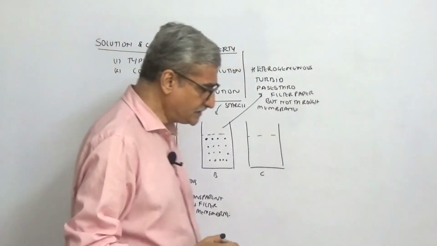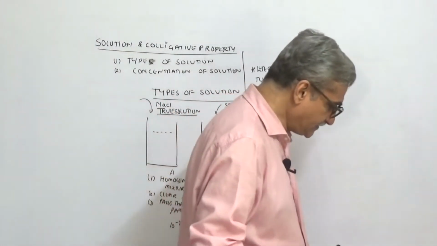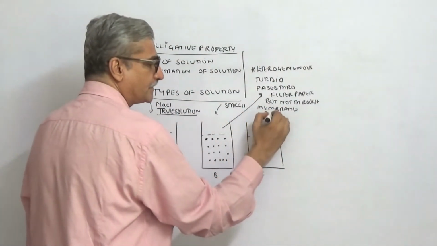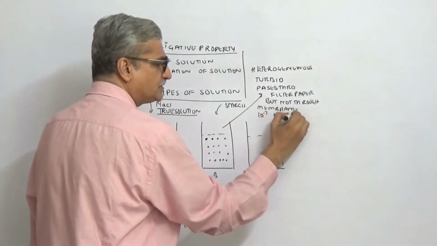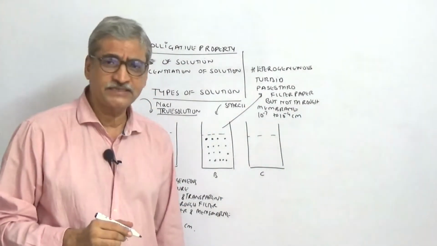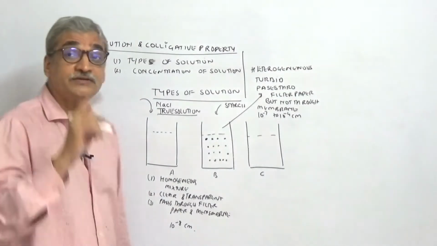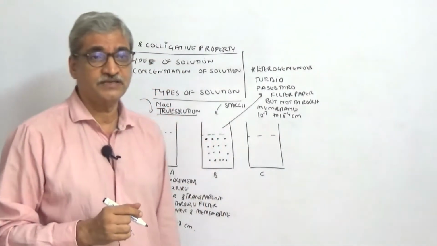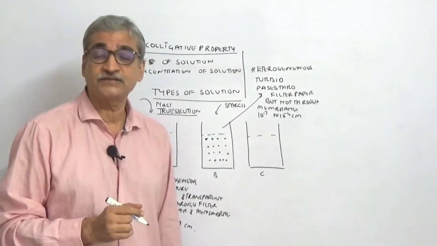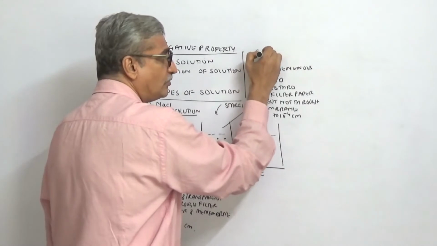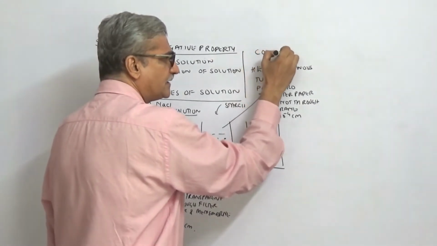So what is the particle size? The particle size is between 10 raised to minus 7 to 10 raised to minus 4 of a centimeter. So this heterogeneous suspension, which is turbid, has a particle size between 10 raised to minus 7 to 10 raised to minus 4, and is called colloids. This is what we studied last year.